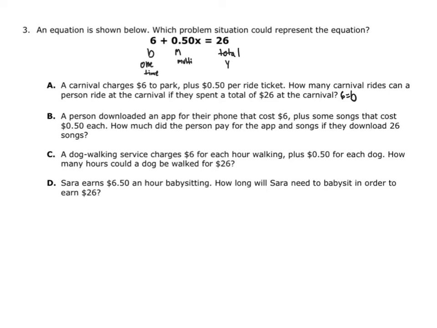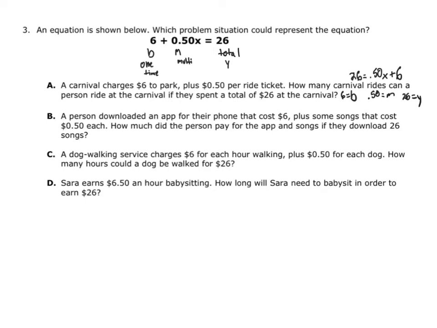Plus 50 cents per ticket ride. Since that's per ticket, that's going to be our M because we're doing multiple tickets. So 0.50 equals M. How many carnival rides can a person ride at the carnival if they spent a total of $26? So 26 is our y. If I were to make an equation for y equals mx plus b, I would get 26 equals 0.50x plus 6. So that matches our equation perfectly, but let's go ahead and continue on, just to make sure.